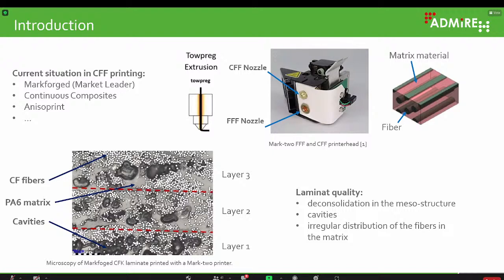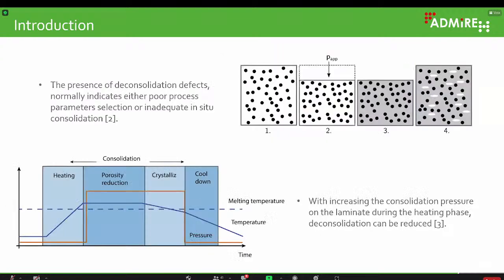We made the analysis of the microstructure, and you see here in the picture, there are a lot of cavities inside, so imperfections. Of course, this leads to a reduction of the material properties. Therefore, this technology cannot use its full potential in terms of reinforced behavior. So why do these cavities appear? It's a point of deconsolidation or relaxation of the material, and this is a clear indicator of poor process parameter selection and inadequate in situ consolidation.